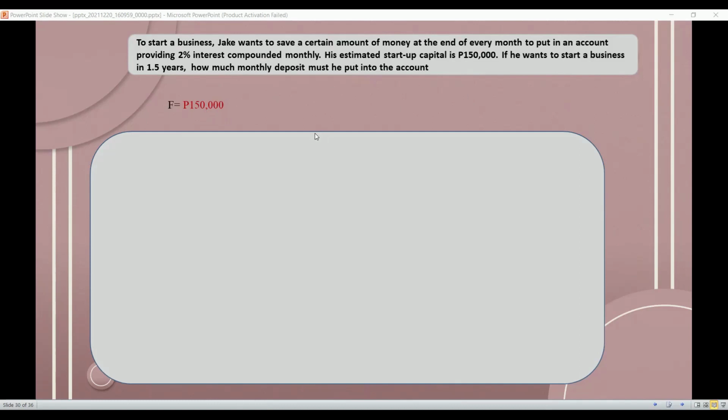So, F is 150,000, our I is 2% interest rate or 0.02. Our M is compounded monthly, so 12. Our time is 1.5. J is equals to 0.02 over 12. N is 12 times 1.5, so we have 18. So, this is the formula we will use.